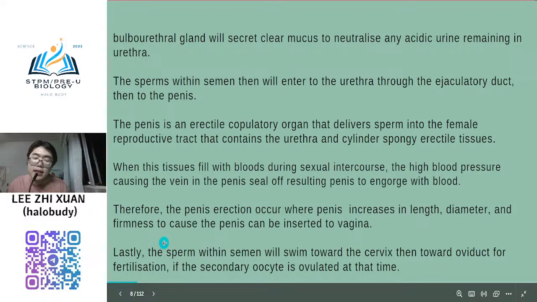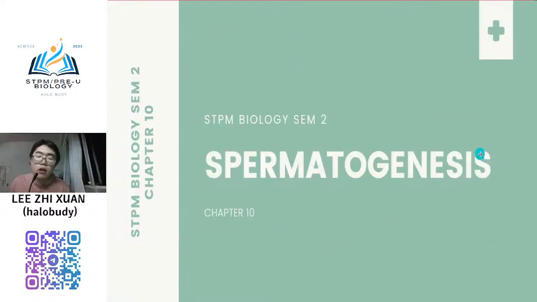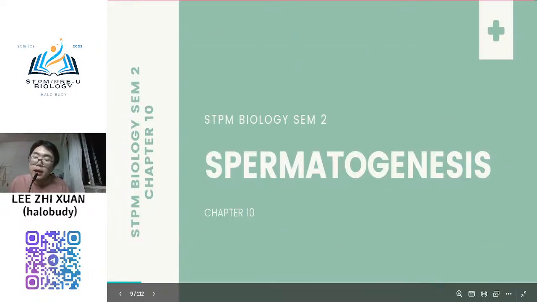Lastly, during sexual intercourse, sperm will swim within the semen toward the cervix and then toward the oviduct for fertilization. When they are at the same time in the oviduct or fallopian tube containing the ovum or secondary oocyte, then fertilization may occur. But if there is no secondary oocyte in the oviduct, no fertilization occurs. So this is just a normal sexual intercourse activity. That's all for the passage of sperm from male to female organ.